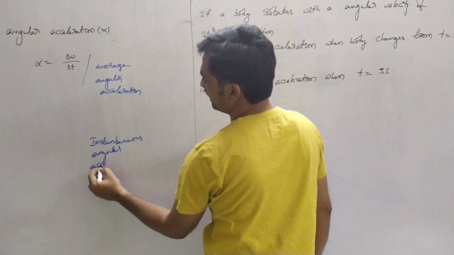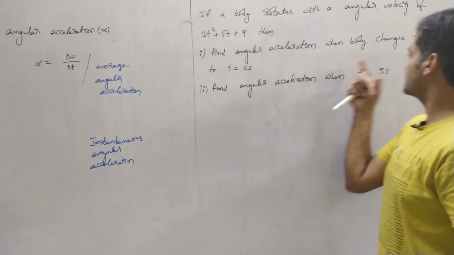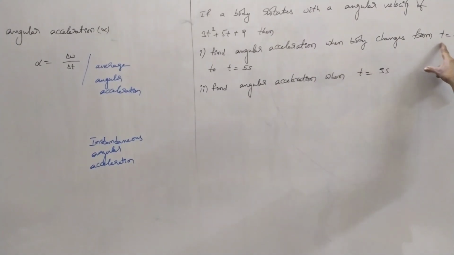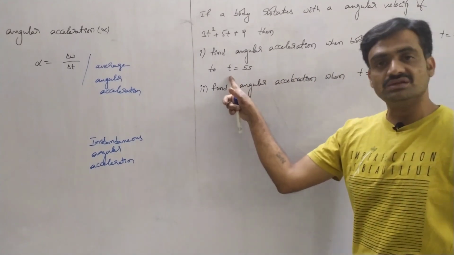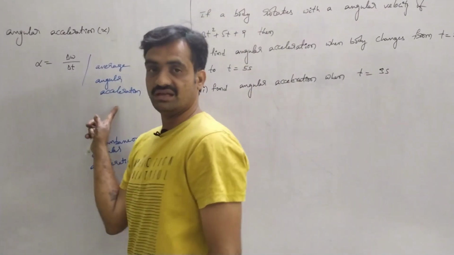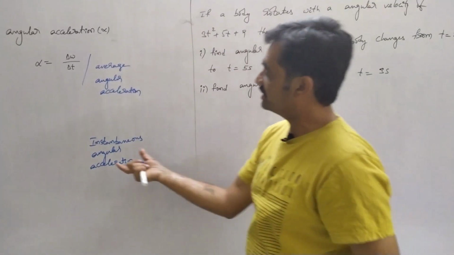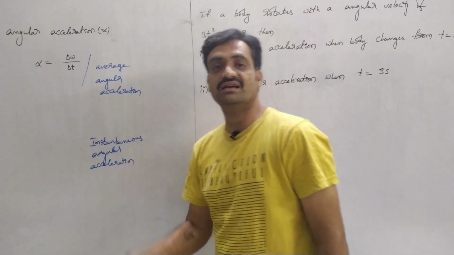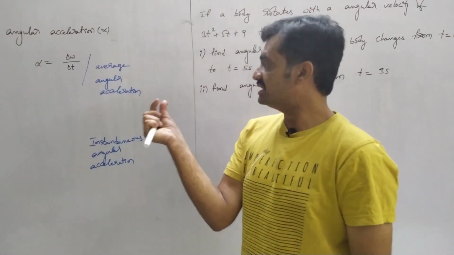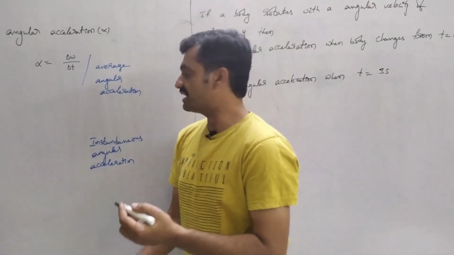Instantaneous angular acceleration. When two different times are given, just like this, observe that here the body has changed its position from t equals 3 seconds to t equals 5 seconds. In this case, we represent the average angular acceleration. Whereas if a single time is given, then we consider instantaneous angular acceleration. Why? Because the time is negligible. Since the time is negligible, we represent it as instantaneous angular acceleration.